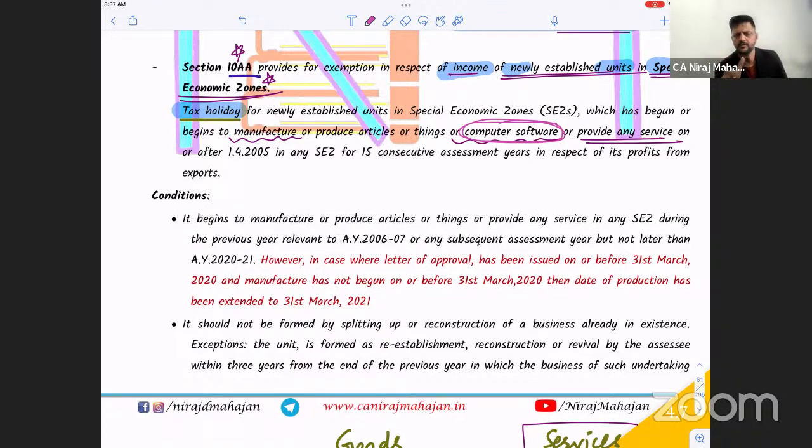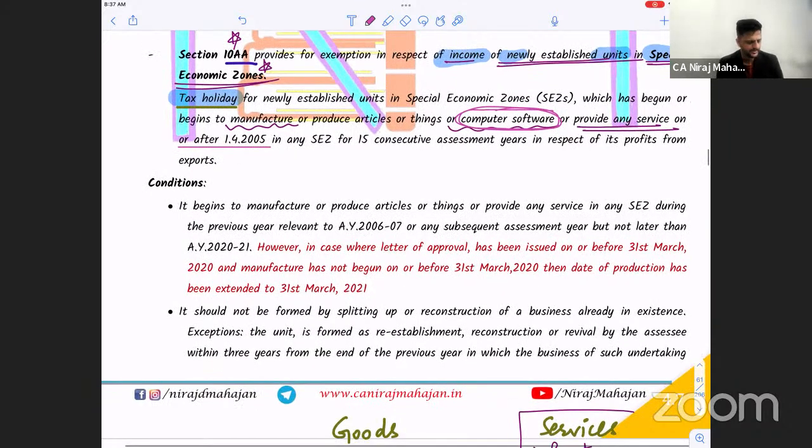Manufacturing is there, computer software is there, as well as services is there, but provided when? Check. On or after 1st April 2005. Clear to all of you? Yes. On or after 1st April 2005.